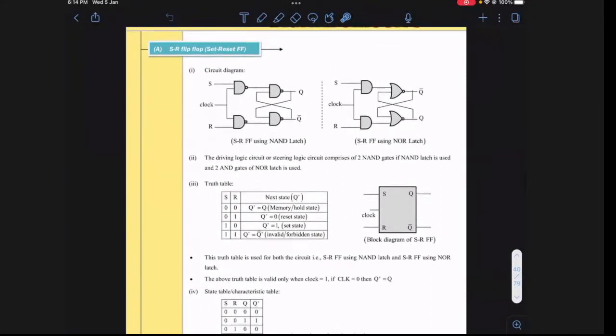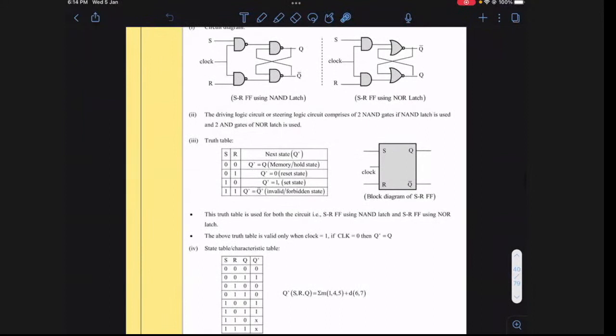So for the SR flip-flop, you can see 0, 0 is the input, and the next state is the same state. 0, 1 means next state is 0. 1, 0 means 1.